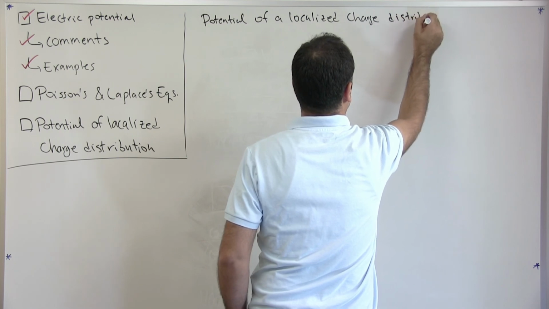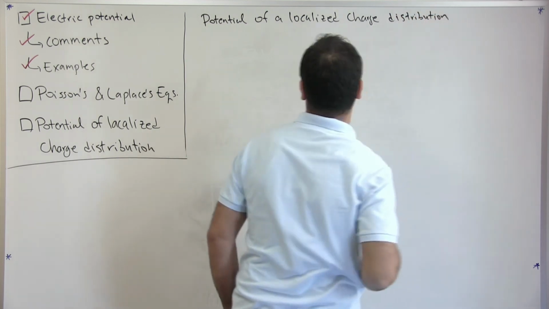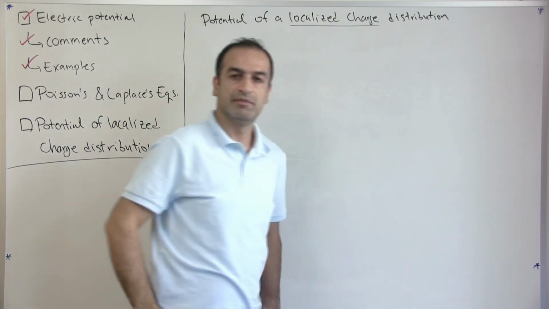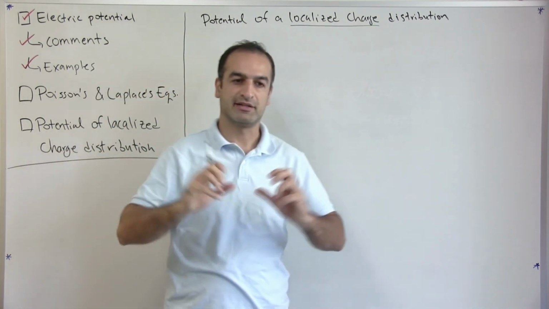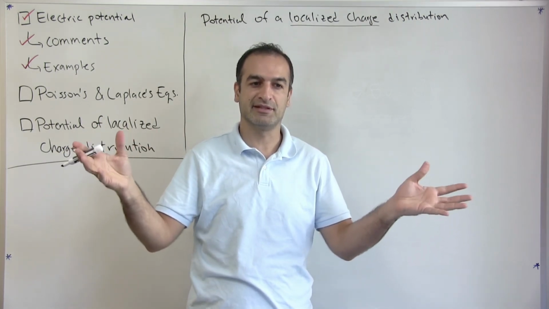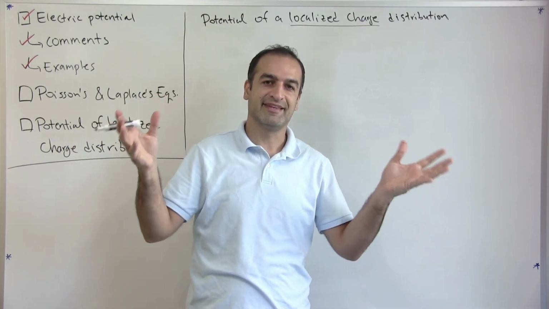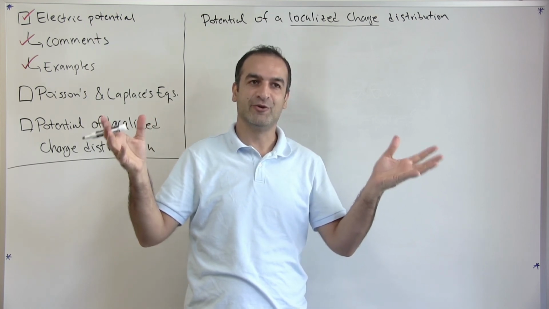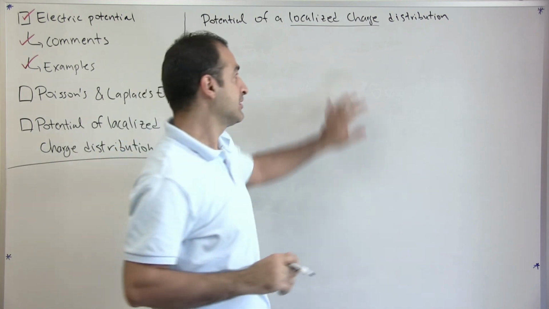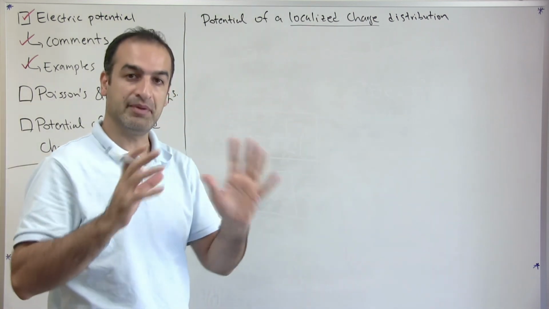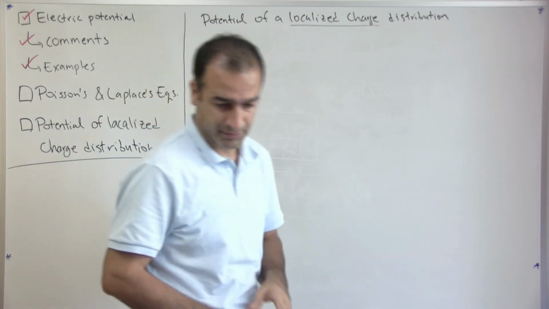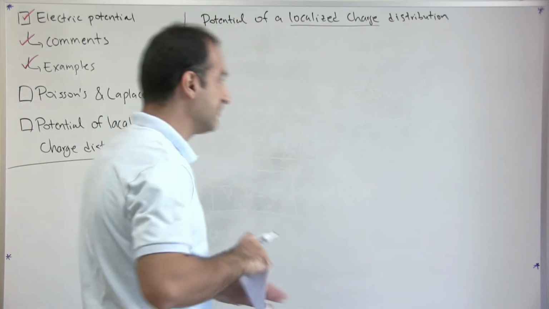Okay, by the way, by localized charge distribution, I mean charge distributions that do not extend to infinity. If it extends to infinity, that messes up certain things. The most important thing is you can no longer assume electric potential is zero at infinity. So localized means any possible shape, any possible size, but not extending to infinity. Okay, so let's start from a point charge.